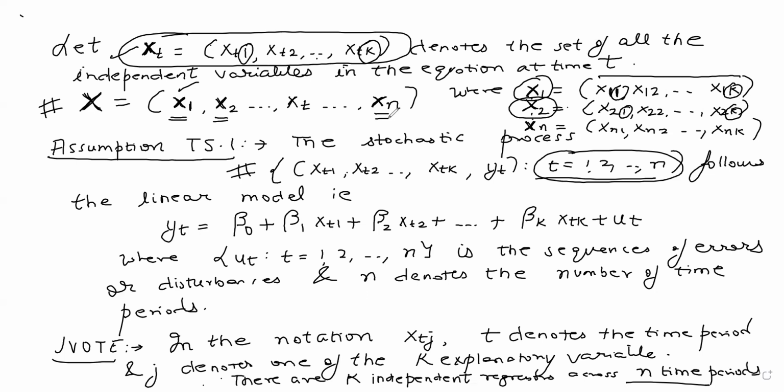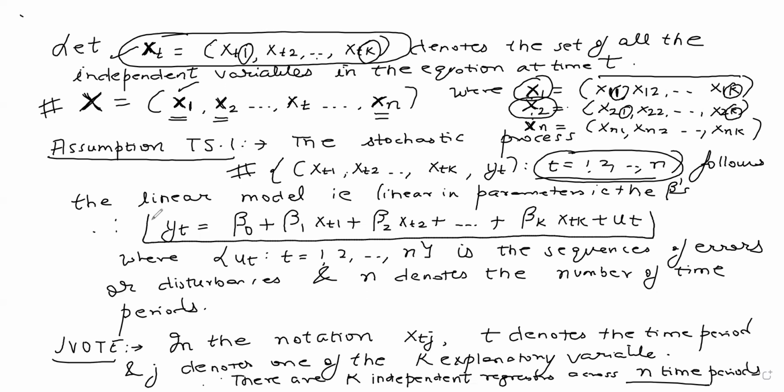Okay, so the first assumption I'm summing up is telling us that for the stochastic process involving time series data, the regression model is a linear model. Linear model means, I can say, linear in parameters. I can write here linear in the parameters, that is the betas. Therefore, this is how my regression model looks like for time series data. We assume a linear model, linear in the parameters.